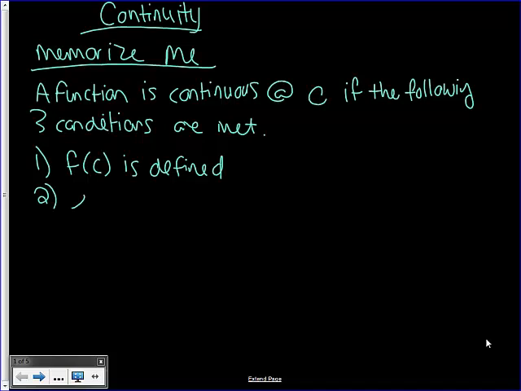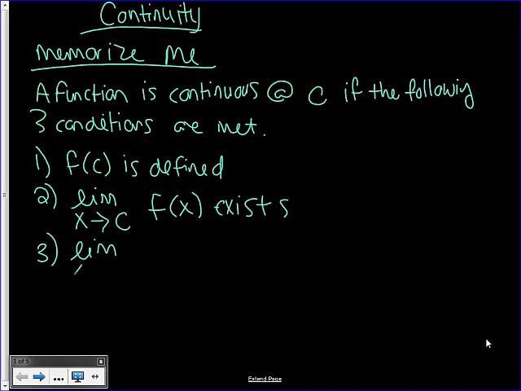2, the limit as x approaches c of f of x exists, which, just by that existing, means the limit from the left equals the limit from the right. If the limit exists, the limit from the left equals the limit from the right.